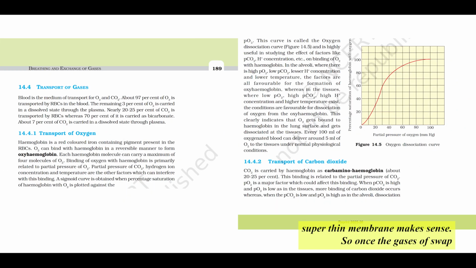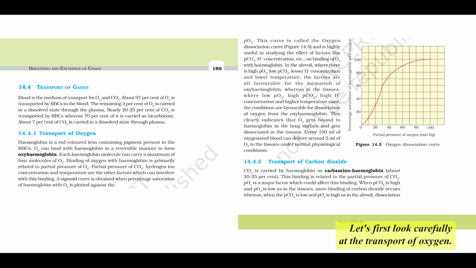Makes sense. So once the gases have swapped places, how does our blood actually carry them around? I know hemoglobin is super important for oxygen, but what are the different ways O2 and CO2 travel in the bloodstream? Excellent question. Once diffusion happens, the blood takes over as the transport medium. It's the body's delivery system. Blood is indeed the primary way O2 and CO2 get moved around.